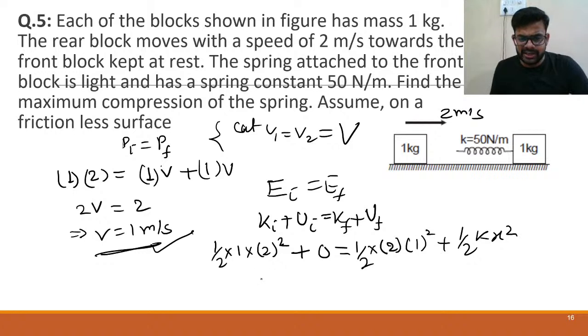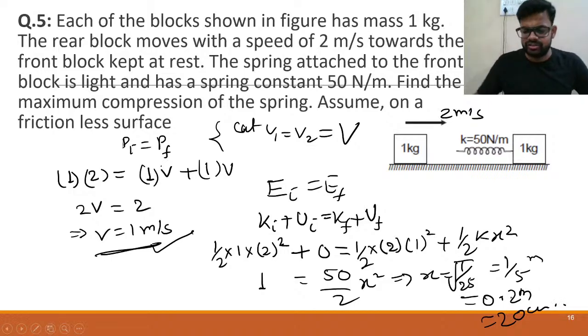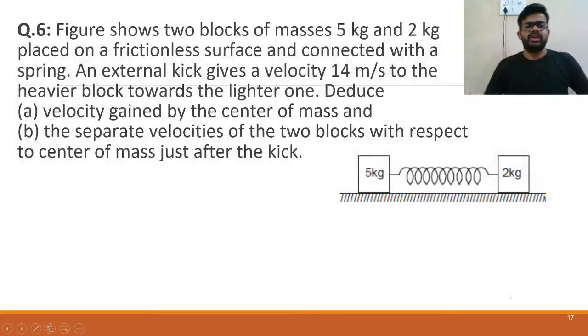So let us solve it. Here you will get 1 because 2 square is 4, 4 by 2 is 2, and this 2 cancels 1, so it comes to this side. So we'll get 1 equals 50 by 2 x square. So we are getting x is equal to root of 1 by 25. So the answer is 1 by 5 meter, that is 0.2 meter, and we can write it as 20 centimeter. This is the final answer. That's all, my dear friends. Let's move to the next.